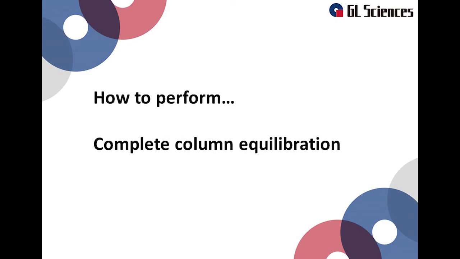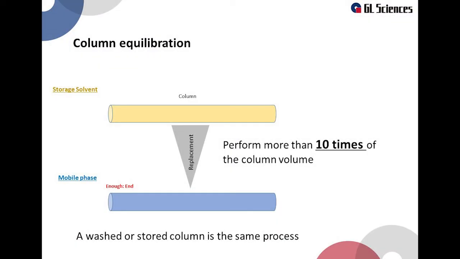Now we will explain the method of column equilibration. When using a new column, it is often sufficient to flow the initial mobile phase for 10 times the column volume. If you use the column in ionic conditions such as an ion pair reagents, you need to run more column volumes.